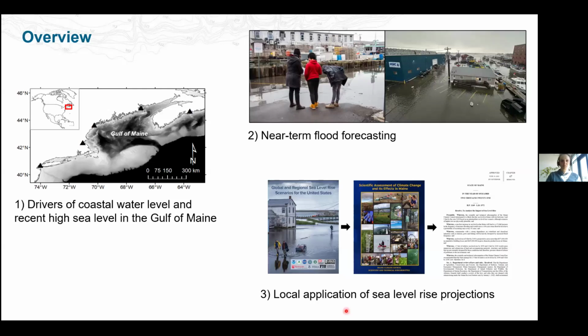So that's actually the third thing I will talk about today, the local adaptation of sea level rise projections. First, because much of my work is regional, and when we're talking about specific applications of science, local context is really important. So I'll give some local context on drivers of coastal water levels in the Gulf of Maine. There's also been this recent, really interesting couple years of high sea level in the Gulf of Maine, which I figured would be interesting to show to this group. I'll talk about applying the coastal science to near-term flood forecasting, and then get into local application of sea level rise projections to future planning.